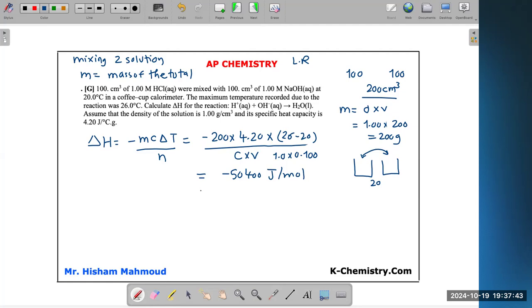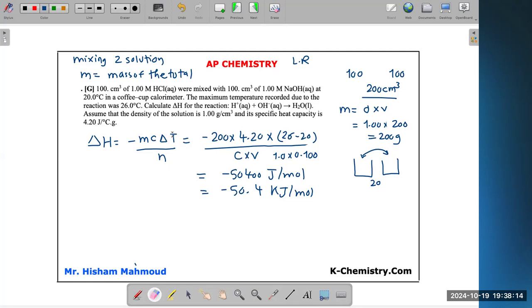I can change it into kilojoules, so it will be negative 50.4 kilojoule per mole. So again, if you are mixing two solutions together, the first mass is the mass of the total, and the n at the bottom is the number of moles of the limiting reagent. So if you have, for example, 1 mole multiplied by 100 and 2 moles multiplied by 100, this is the limiting one, you will use this one. But because both of them are similar here, we can pick any one of them. So this is the answer.